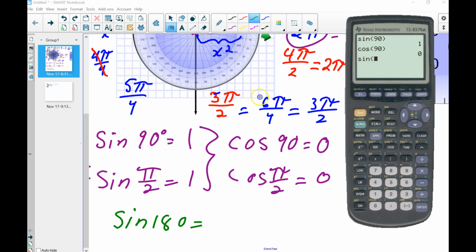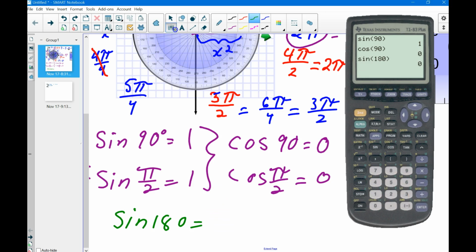Sine 180 degrees equals, who knew? Amazing, eh? This is ridiculous. Why didn't you show me this? And then we can keep going.